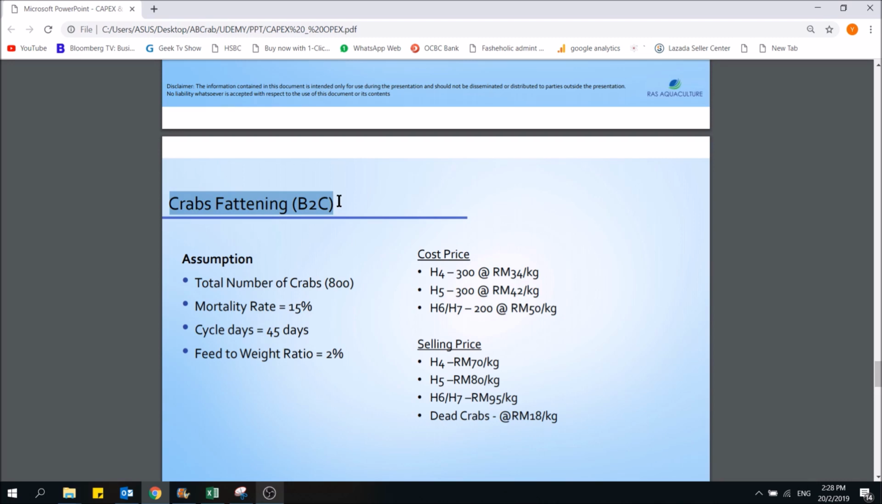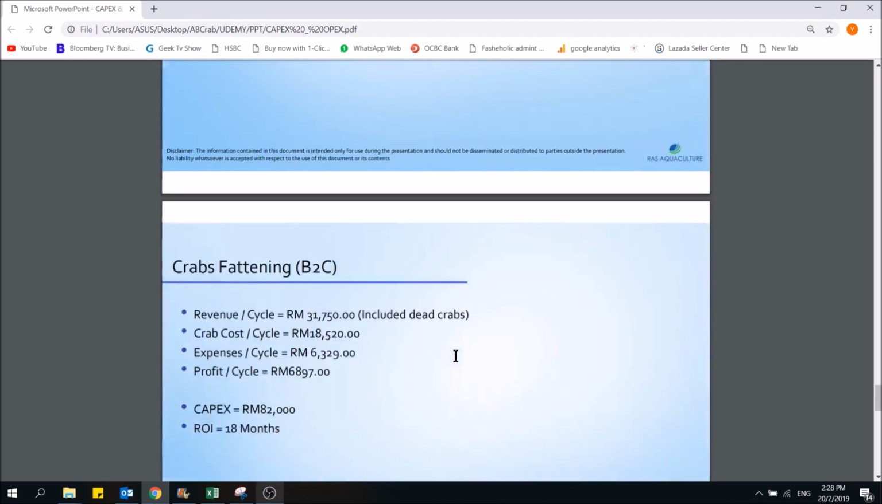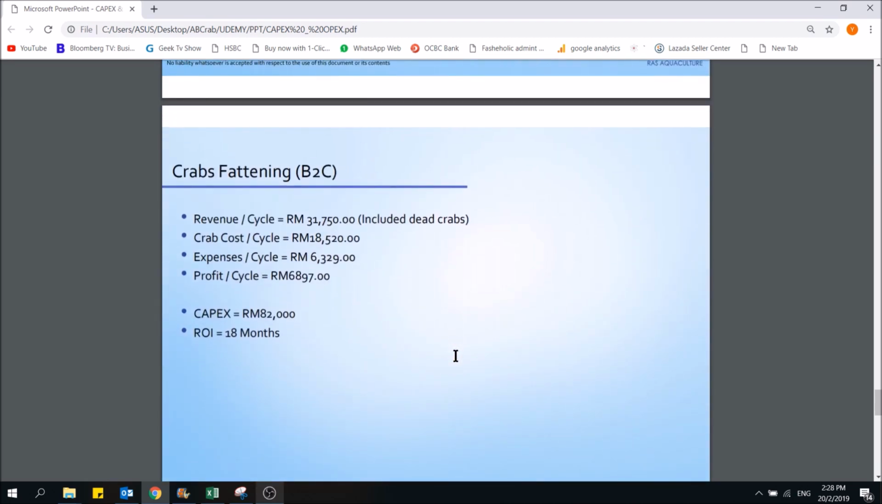Because why do restaurants take such a high margin for crabs? Because they are bearing the risk of mortality. And moving the risk to our side, essentially we can move some of that margin onto our side, which brings us to a higher selling price. So if I were to increase, let's say on average 8 ringgit per kilo, and I look at my revenue, I've definitely increased my revenue, but while maintaining the same costs for crabs as well as monthly expenses. And you can see now for every month we are making about 7 grand, which brings us to a return on investment at about 18 months, which is 1.5 years.